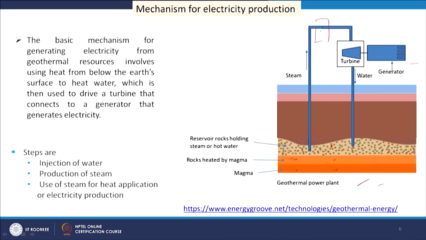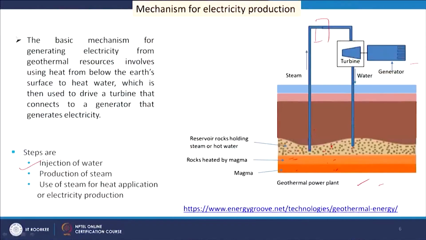So, different possibilities are there, but whatever the condition, for electricity production we need steam, and that steam is either directly available or we convert the water to steam, and that steam is used in the turbine for electricity generation. That is the basic principle for the production of electricity from a geothermal plant.